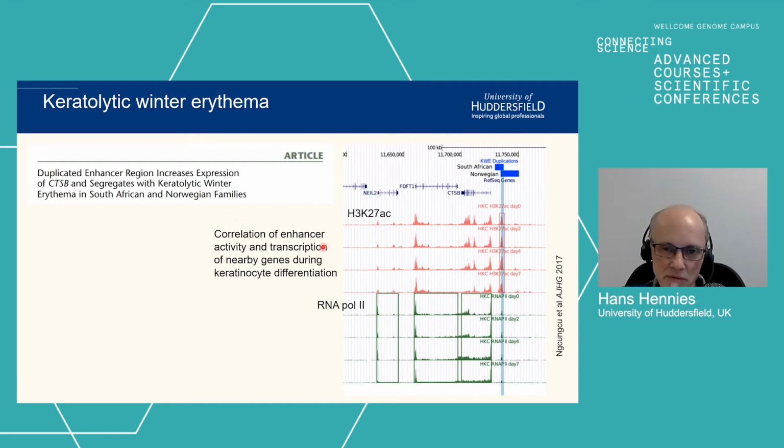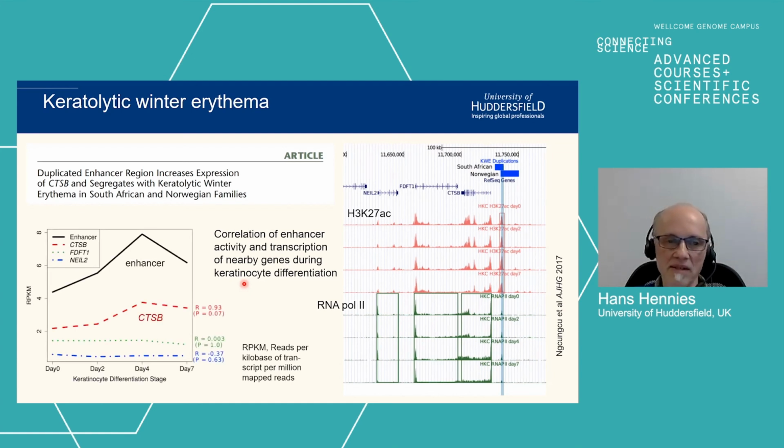So is there a correlation between the enhancer activity and the transcription of the nearby genes? And this is actually the case. So we have the enhancer activity here. The enhancer is active, and it is actually active at the same time point during keratinocyte differentiation as the activity of cathepsin B. And this is what we would expect in such a phenotype. So the enhancer activity correlates with the expression of the cathepsin B gene. And this is not true for two other genes which are located close to this same enhancer region.